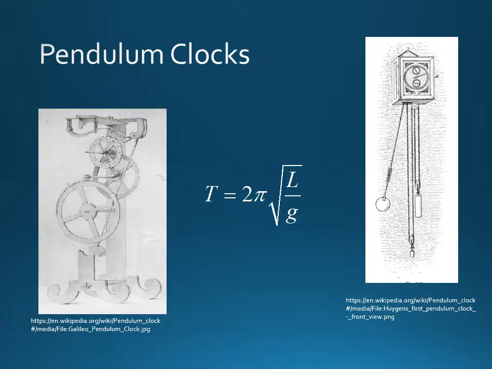A second and more practical mechanical clock is the pendulum clock, invented in 1656 by Dutch scientist Christian Huygens, shown on the right, and based on the drawings made by Galileo in 1637, shown on the left. The period of a pendulum only depends on the length of the pendulum, L, and g, the acceleration due to gravity, which for the Earth is 9.8 meters per second squared.